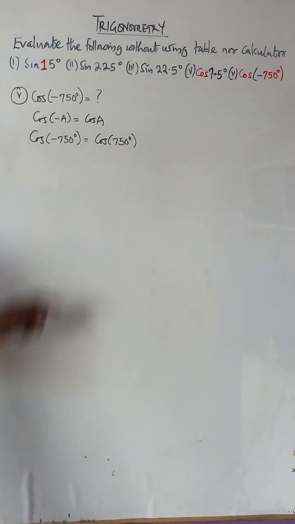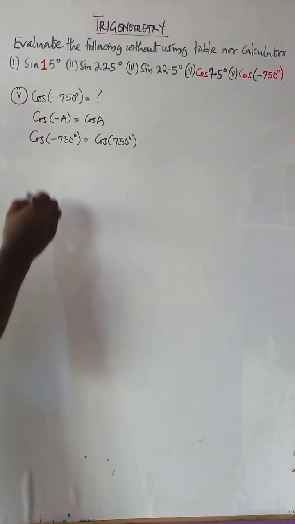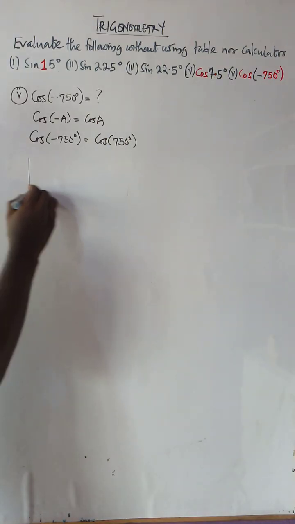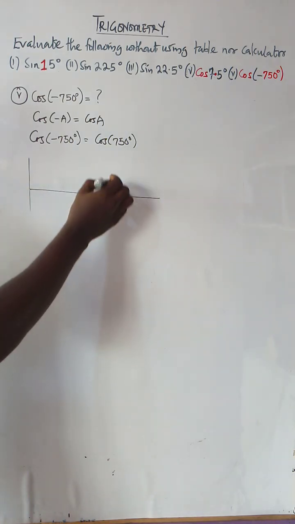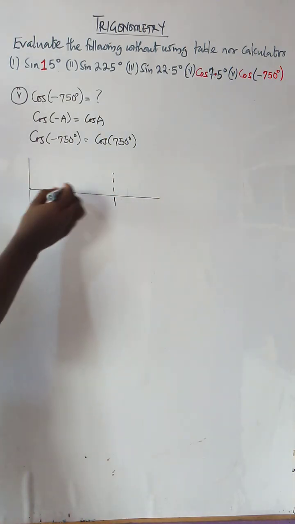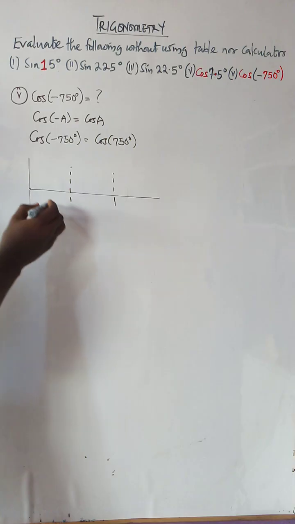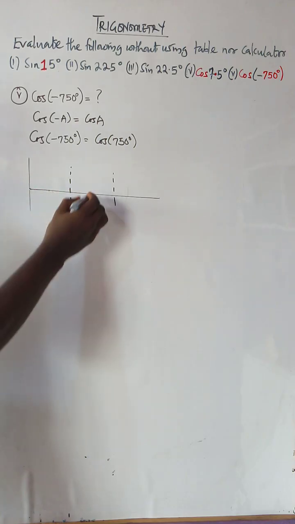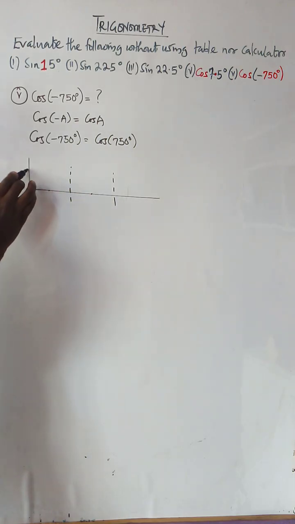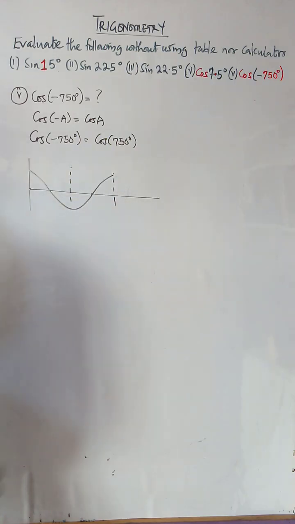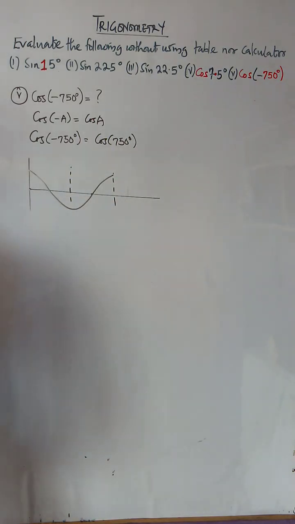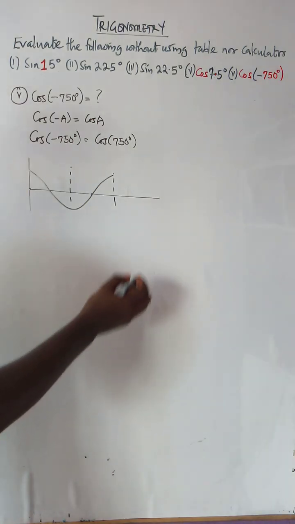Now, whenever you see an angle greater than 360, it means there is already a repetition. It's no more a cycle. What is a cycle? For cos, a cycle is from 0 to 360. Let's see this 360, this 0, this 180, this 90, this 270. So for the cosine graph, we have something like this. This is 360, and this can repeat itself over and over.